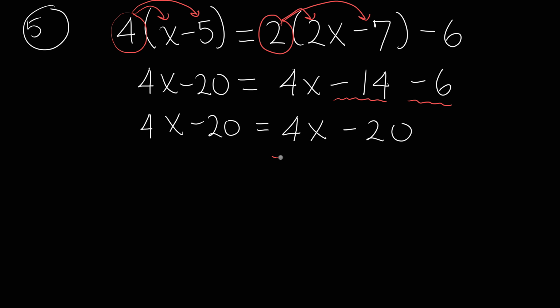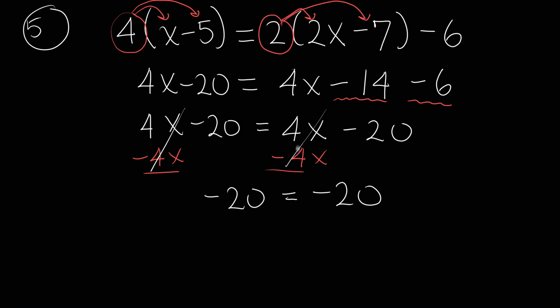Now, move the variables to one side, because you want to leave the x on the left side, right? So minus 4x here. And look what's happening here. This is gone and this is gone. Negative 20 equals negative 20. And recall, when the variables are canceled out in the procedure, you check if this is true or false. Negative 20 equals negative 20.